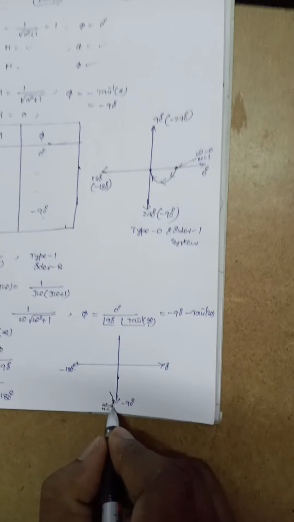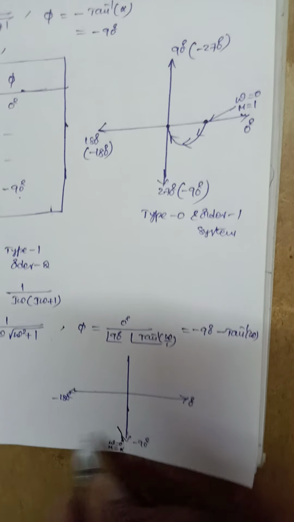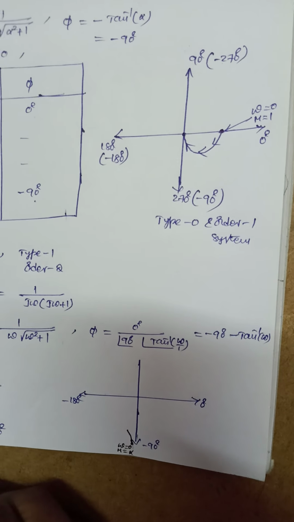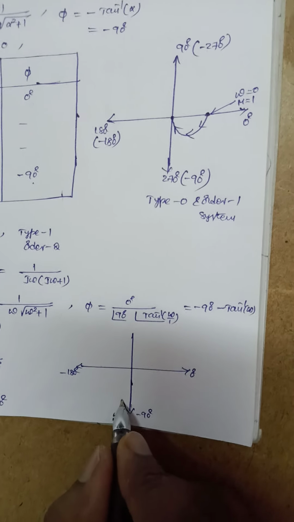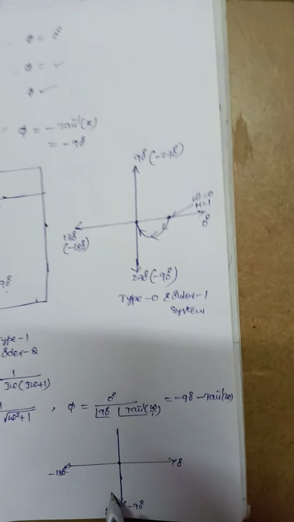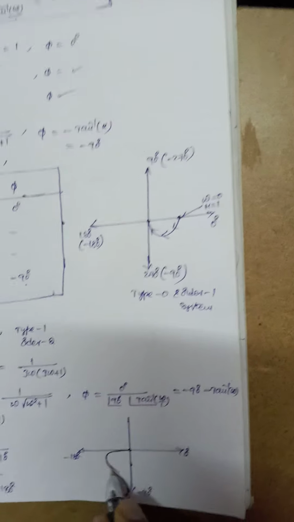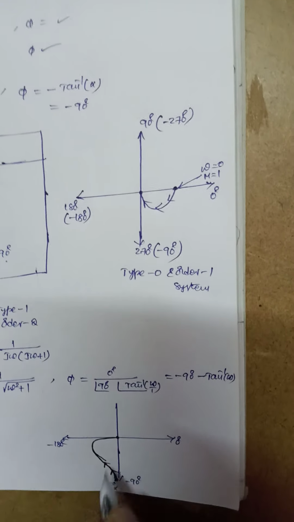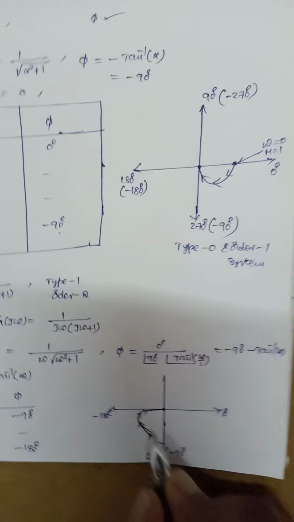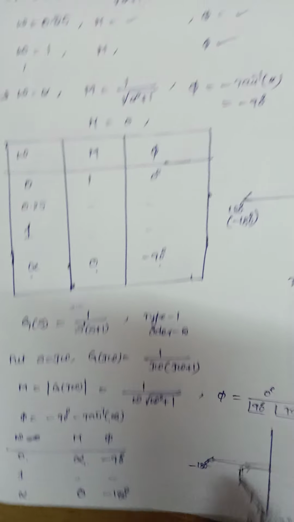So it is omega is equal to 0 and magnitude is equal to infinity. So this will become like this, and it is at minus 90 degrees. It will start from minus 90 degrees, and at omega is equal to infinity, it will end at minus 180 degrees with a magnitude of 0 here. It is 0, and it is minus 180 degrees. So this is the polar plot for this transfer function.